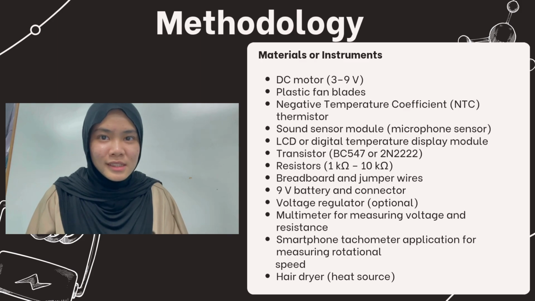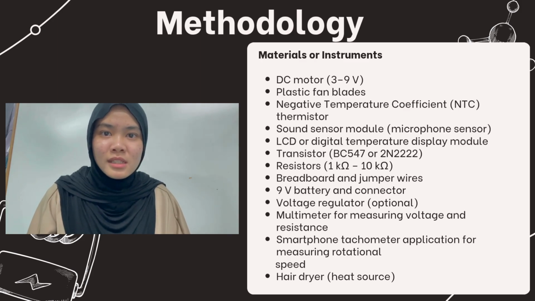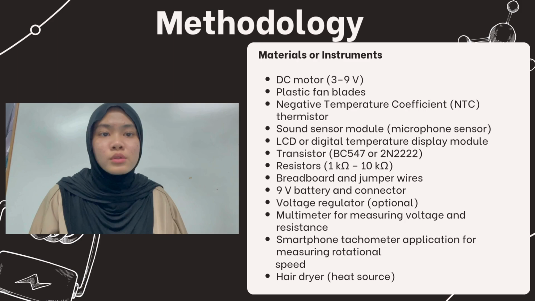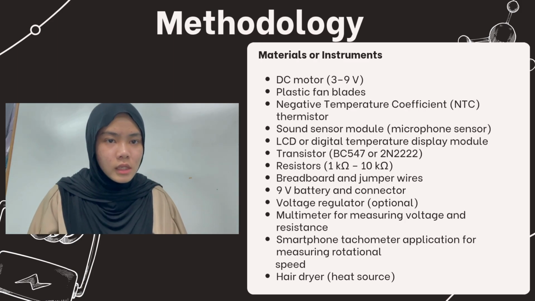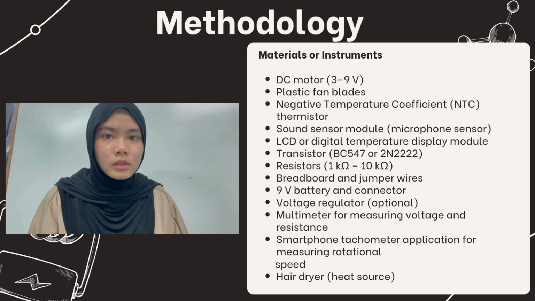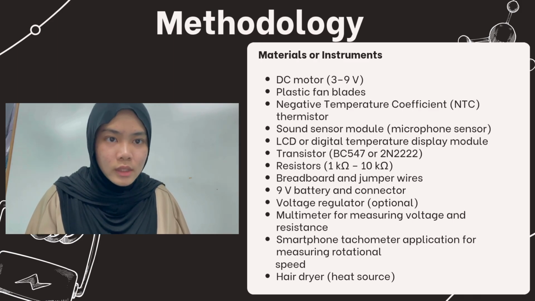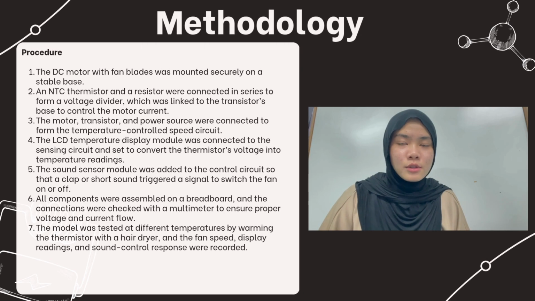The multimeter is used to measure the voltage, the current, and resistance for testing and troubleshooting the circuit. The smartphone tachometer application is also used to measure the fan's rotational speed, also known as RPM, using the phone's camera. And lastly, we have the hairdryer as a heat source. It provides controlled heat to test how the thermistor responds to the increasing temperature. Now I'll be explaining the procedure to do this project.